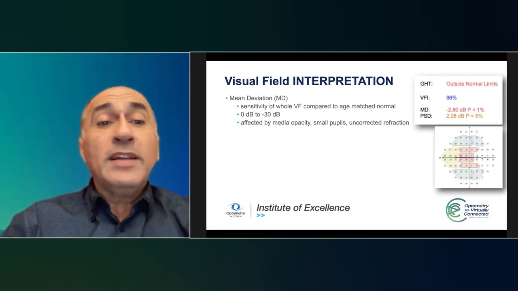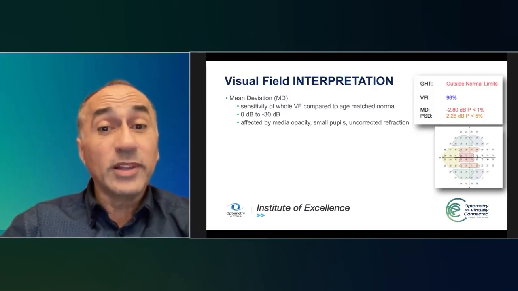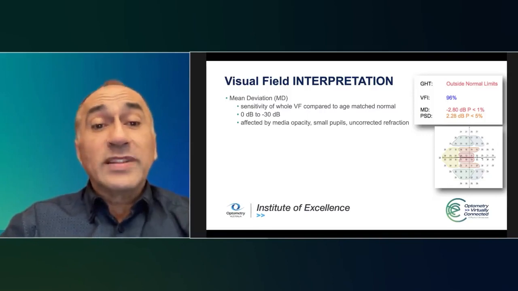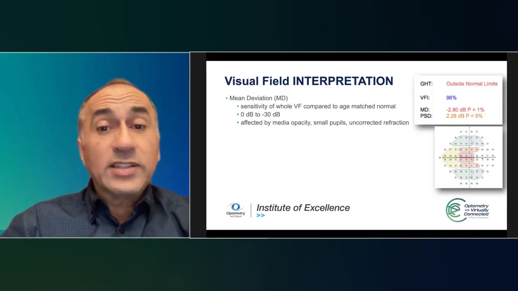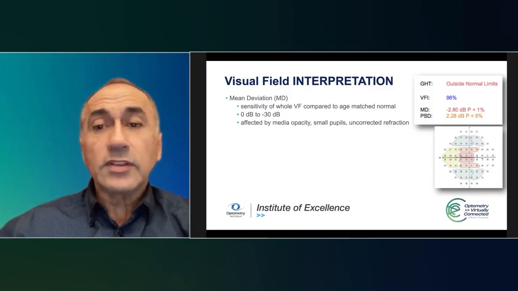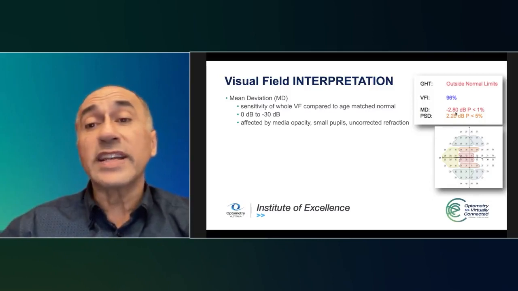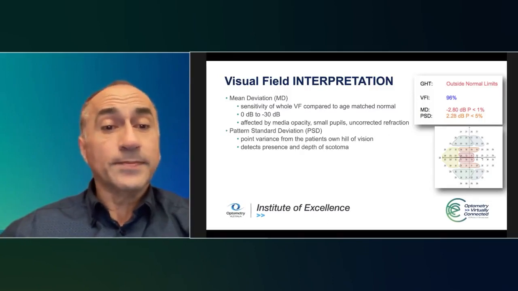However, mean deviation is affected by cataract, very small pupils. The ideal pupil size to do a visual field is somewhere between 4 to 5 millimeters in size. Smaller pupils than that will reduce the MD. And if you don't put the correct lens in front of the patient's eye, uncorrected refractive error will also affect the MD. So in my example to the right, this mean deviation is -2.8. So they're around 3 decibels worse than age expected.